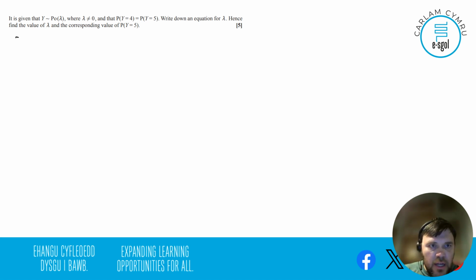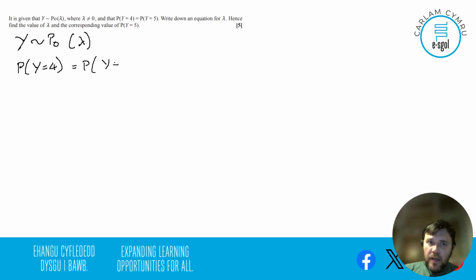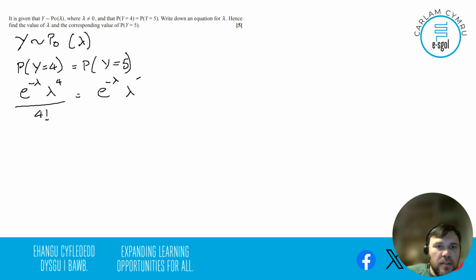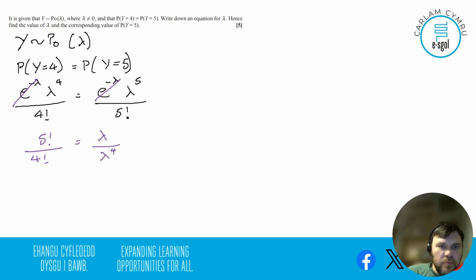Again, we have our distribution Y belongs to the Poisson lambda. This time we haven't been told what lambda is, but we have been told that the probability that Y equals 4 is equal to the probability that Y equals 5. If we were to write out the equation, we would say that e to the minus lambda, lambda to the power of 4 over 4 factorial, is equal to e to the minus lambda, lambda to the power of 5 over 5 factorial. What I'm hoping you can see straight away is that these would cancel, and you would rearrange it so that you have 5 factorial over 4 factorial equal to lambda to the power of 5 over lambda to the power of 4.